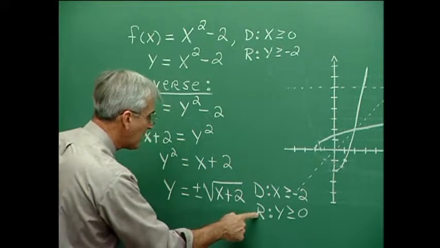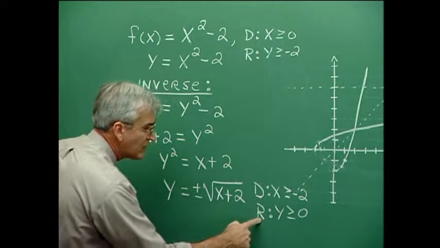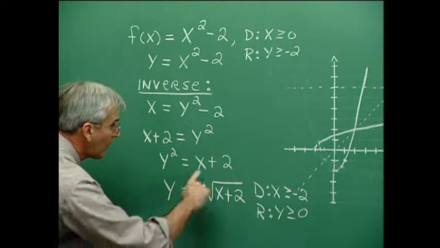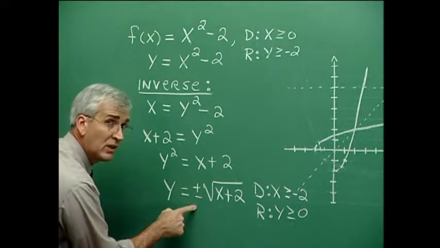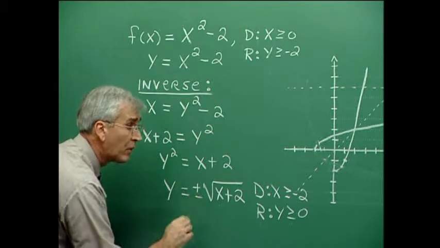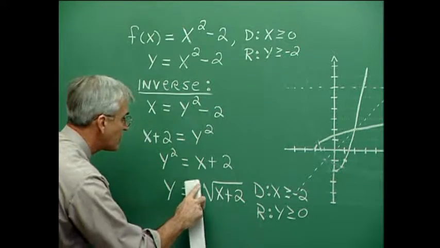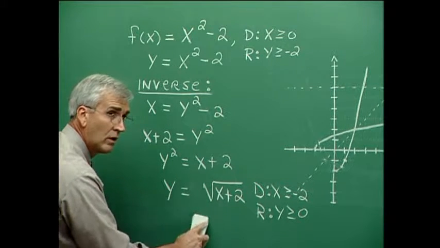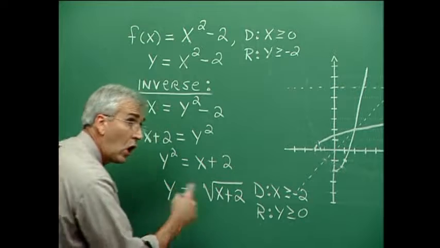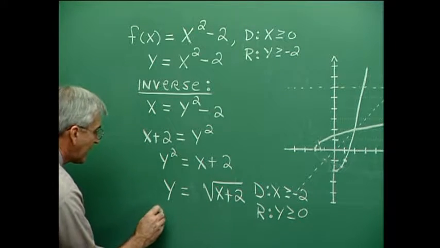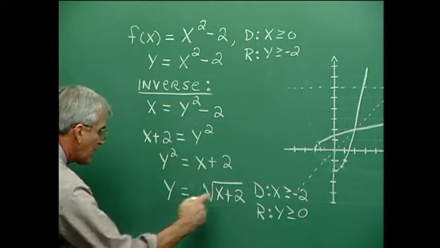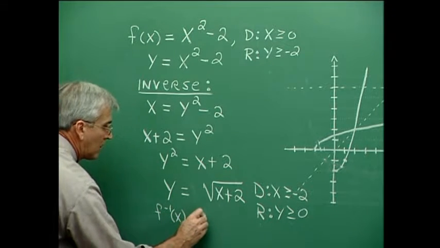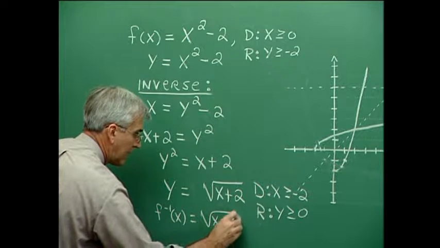The range, though, is a little bit different. This says that the range needs to be y values greater than or equal to 0, but for these to be greater than or equal to 0, we would have to take out this plus or minus. We would have to take out the minus part. We would only want the principal square root. So I can just erase this, and now I have y values that are positive or 0. So now I can call this the inverse function. That is, I can say that this expression is f inverse of x, and I can write it like this.